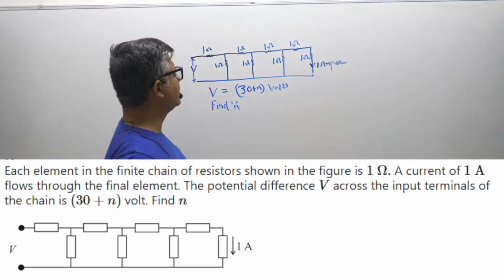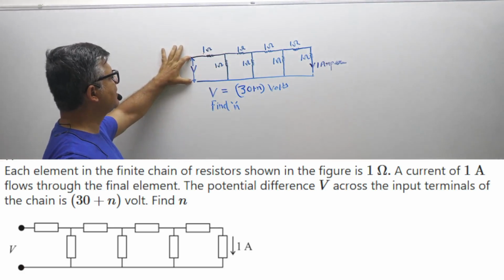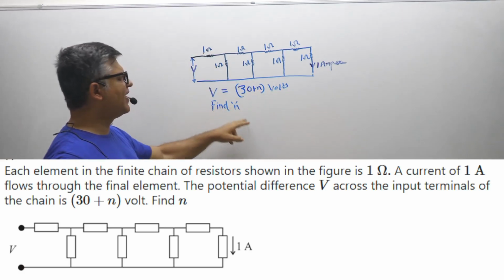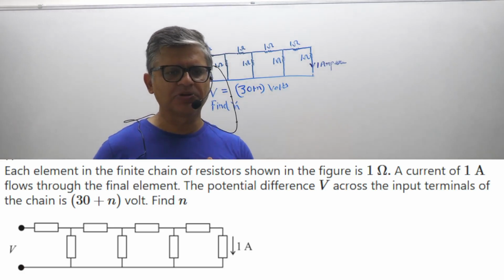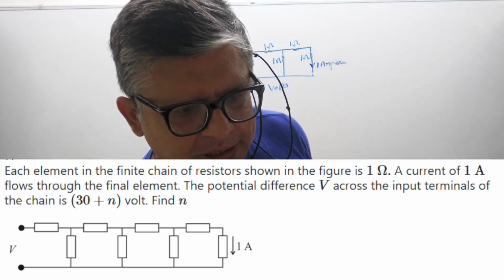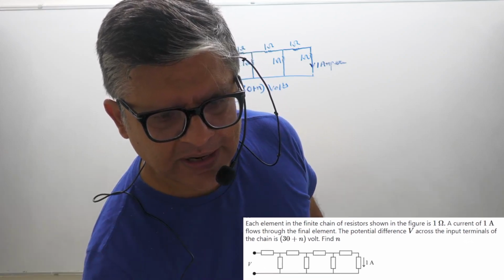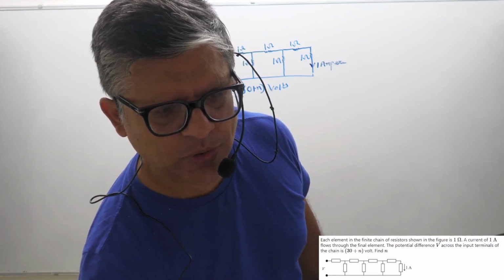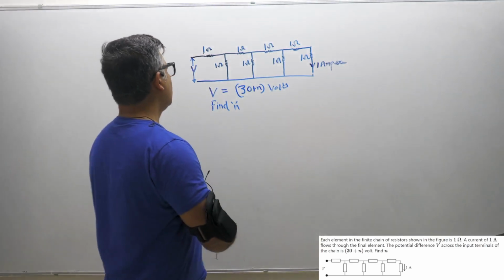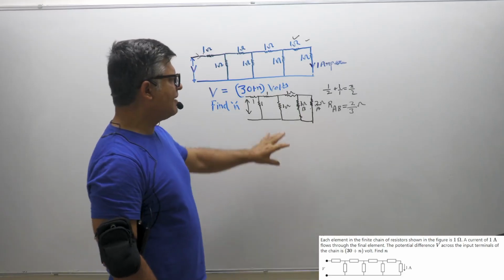I hope the question is clear. Resistors are given, current is given, value of V is given in the form of n. Read the question and you have to find the value of n. I hope you have read and understood the question, and I will now reduce the size of this question so that I can get some space to write and solve it. You can watch this question as is. Now, let's see a shorter way if we can.